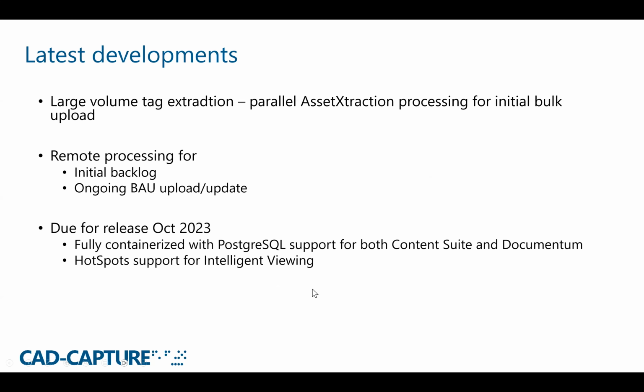Now, some of the future developments we're looking at: we're going to be releasing a fully containerized version with PostgreSQL support in the next month or so, both for Content Suite and Documentum. We're also going to be providing support for intelligent viewing. Brava is still going to be fully supported, and the vast majority of our customers are using that already, but we will be able to support those people who are either starting with intelligent viewing right at the beginning of the project, or looking to transfer their focus to it, as that is the viewing tool OpenText have created for moving forwards.